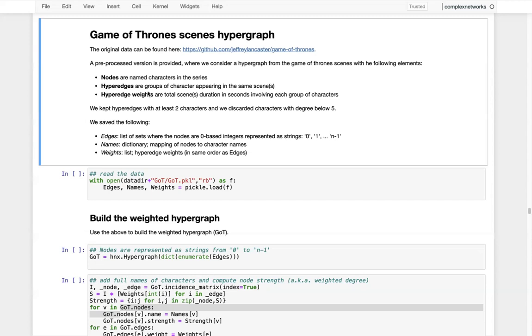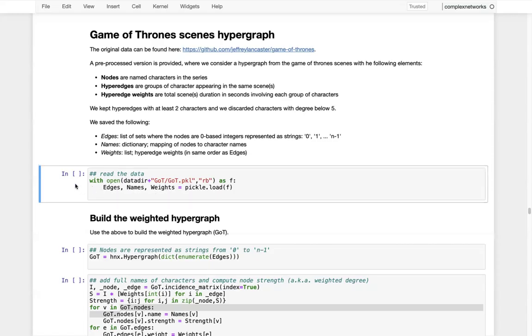The hyperedges are groups of characters appearing in the same scene, and hyperedges have weights that correspond to the scene duration in seconds. We did a little bit of pruning, so we kept hyperedges with at least two characters, and we discarded characters with very low degree, below 5. The data is saved in the following three objects: we have the edges, the names of the characters, and the weights of the edges.